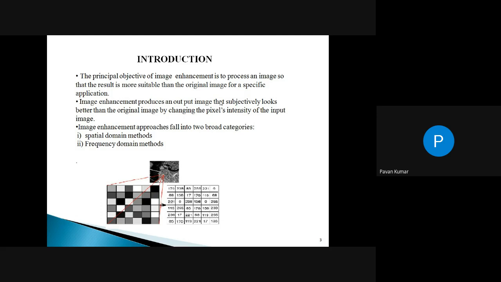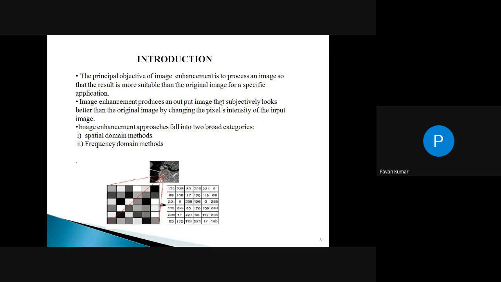Enhancement methods are application specific and are developed empirically. As I already told you, based on the application, we will empirically design the image enhancement technique. Image enhancement produces an image that looks subjectively better than the original image. That means image enhancement will be performed on the pixels of the image.